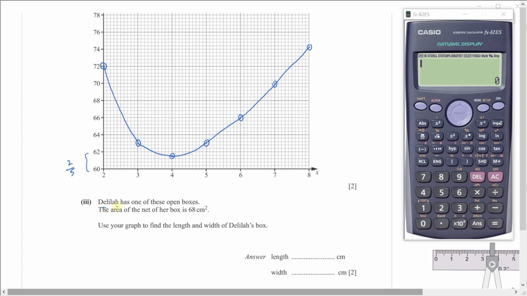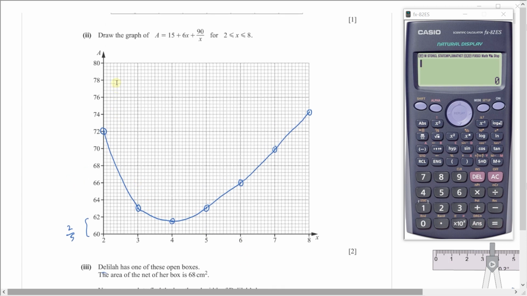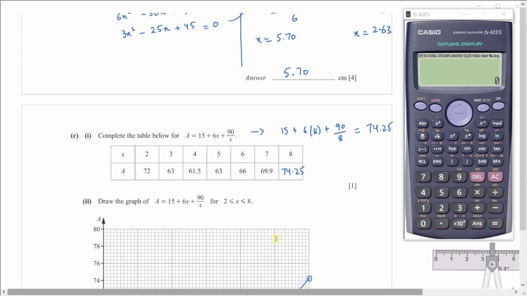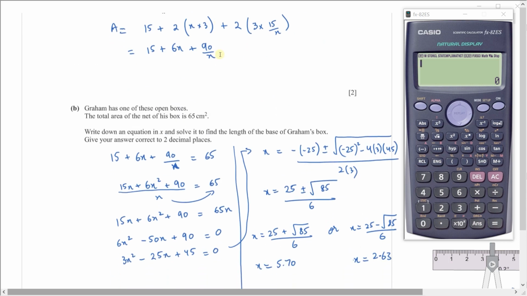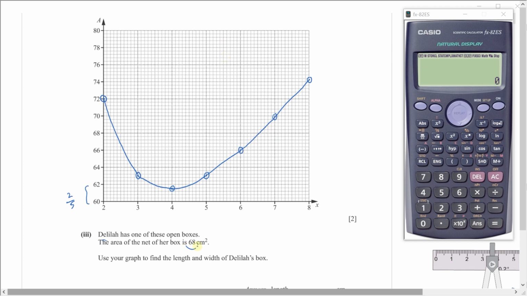Part 3 is Delilah has one of these open boxes. The area of the net of her box is 68 centimeters square. Use your graph to find the length and width of Delilah's box. So you have the area on the y-axis and x on the x-axis. So what is x? X is the length, which is the longer one. So this side is longer, this side is shorter. So your value of x is on the x-axis. So when the area is 68, we need to find the value of x.